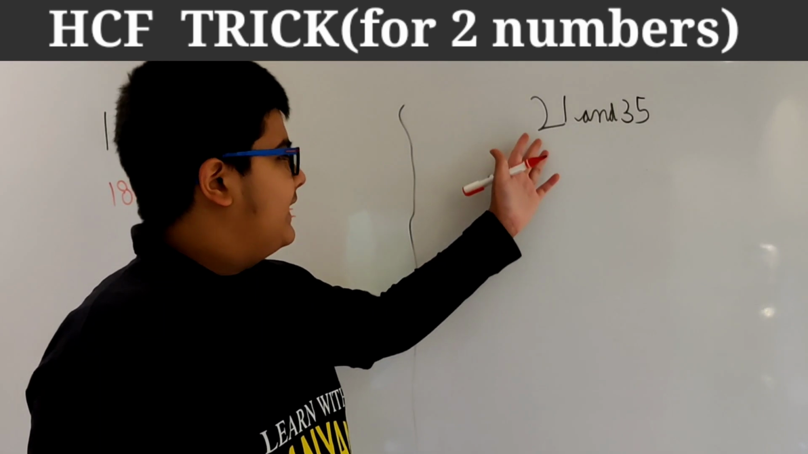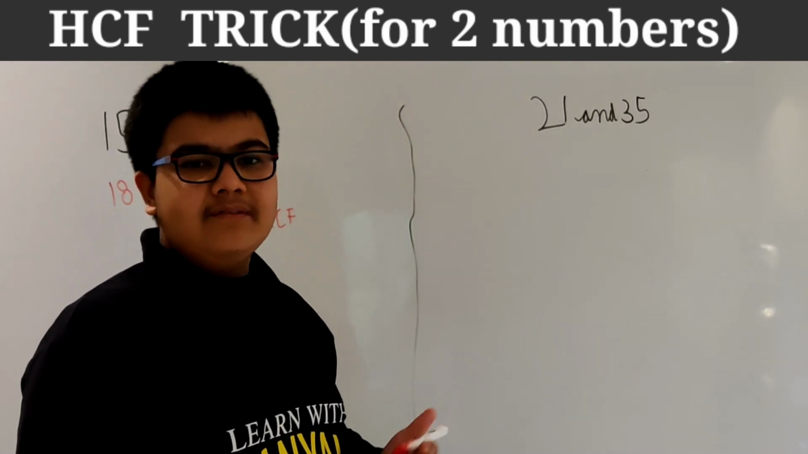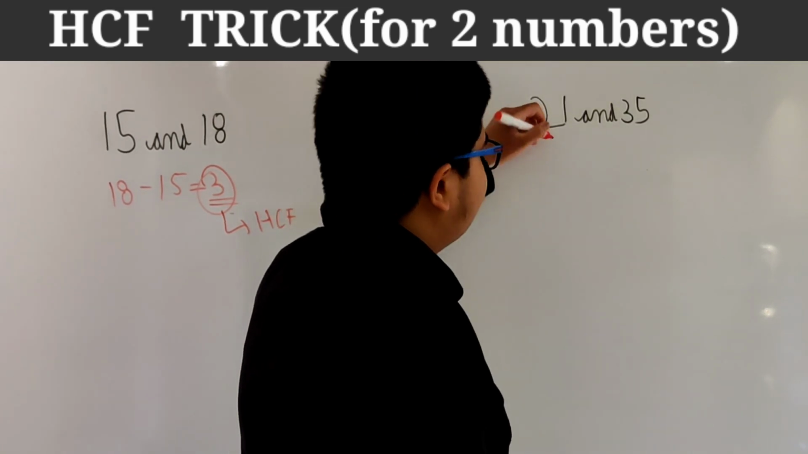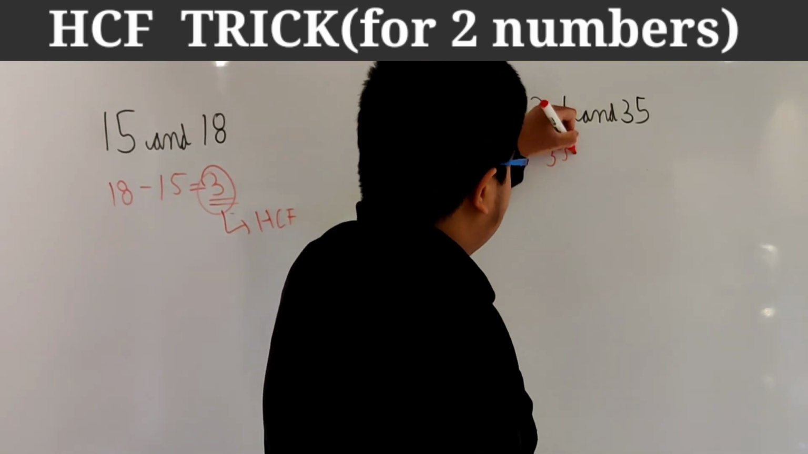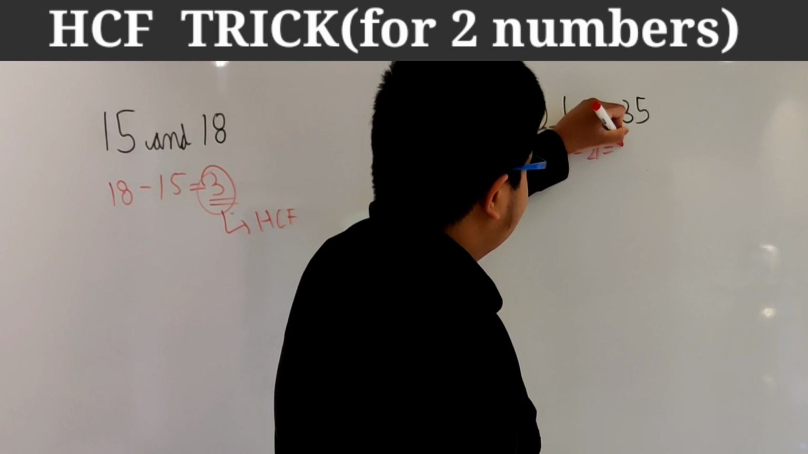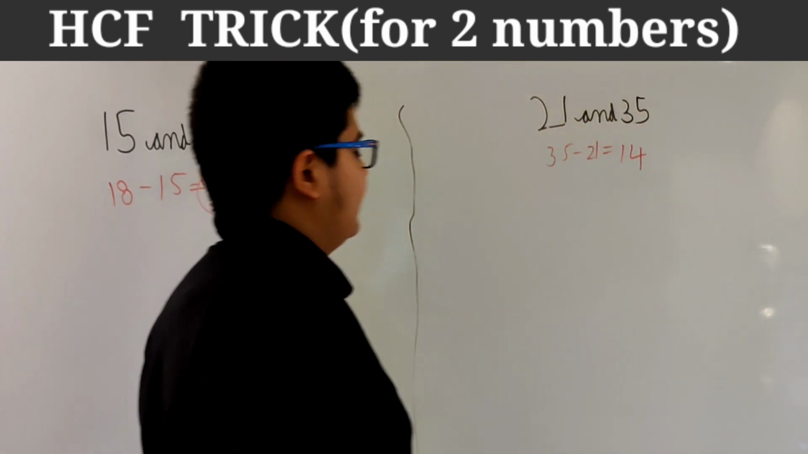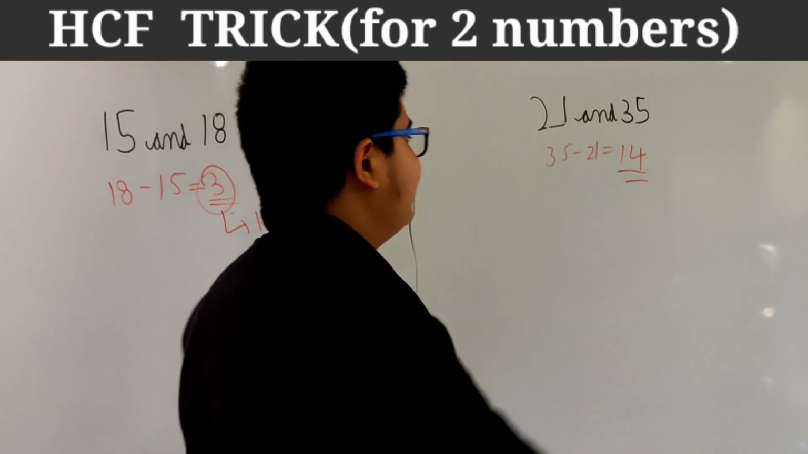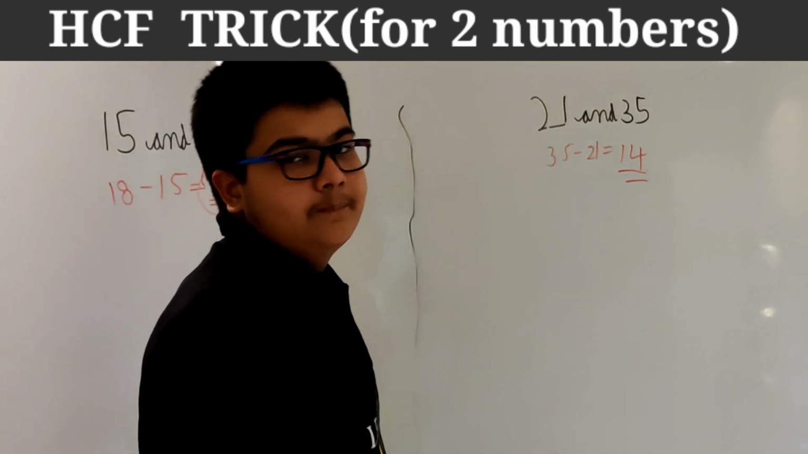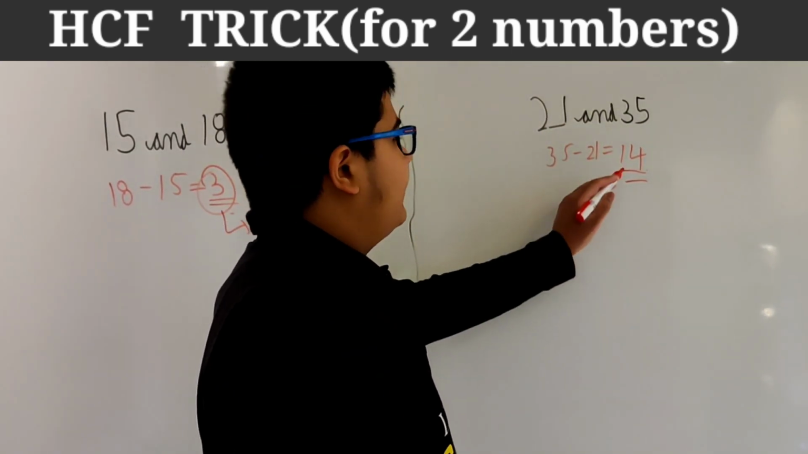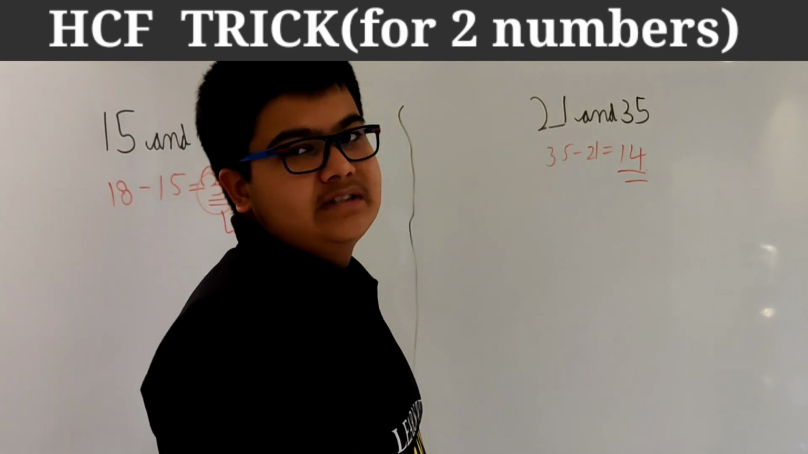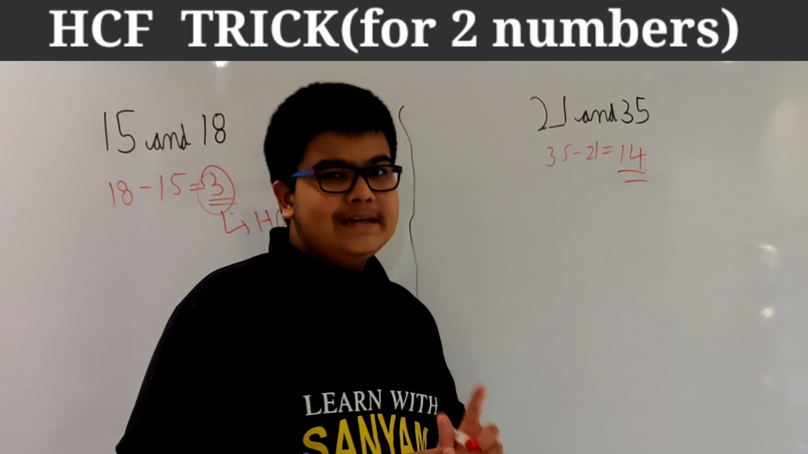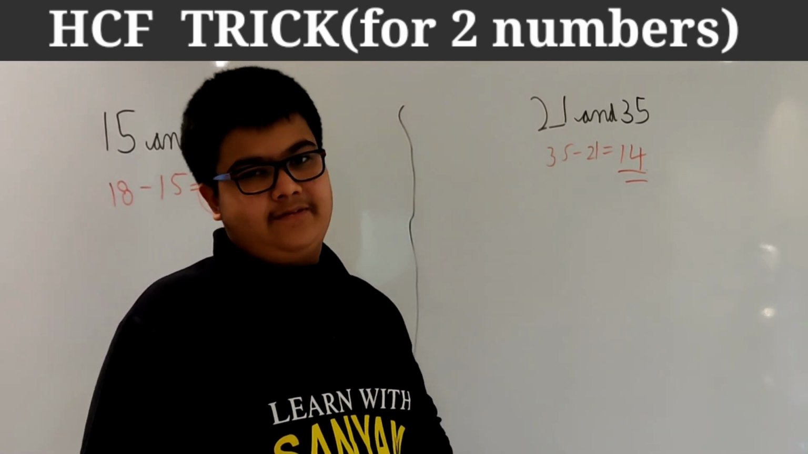This time we have two numbers 21 and 35 and we have to find their HCF. So step number 1, find the difference. So difference between 35 and 21 is 14. Now you have to check whether this 14 is perfectly divisible by 21 and 35 or not. So we know that 14 is not perfectly divisible by 21 and also it is not divisible by 35. This means that 14 cannot be an HCF.